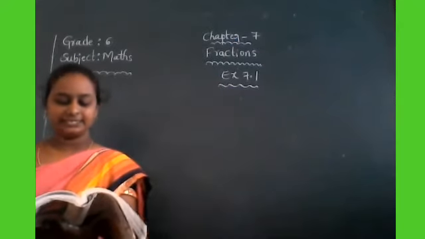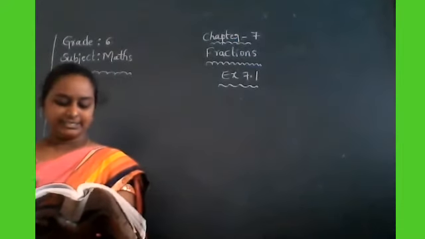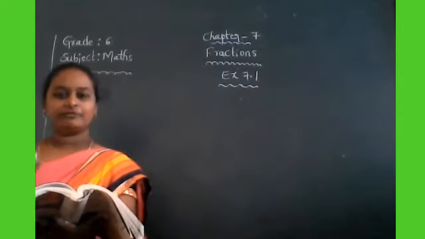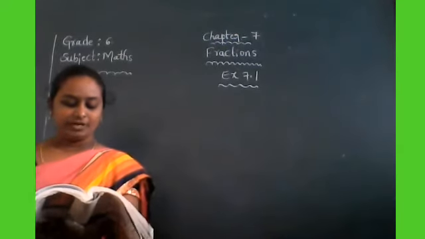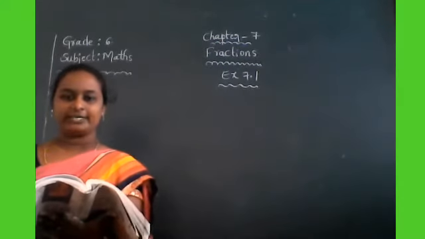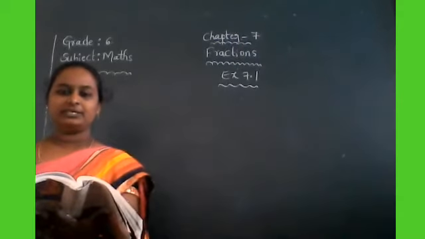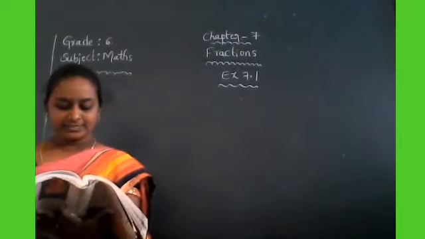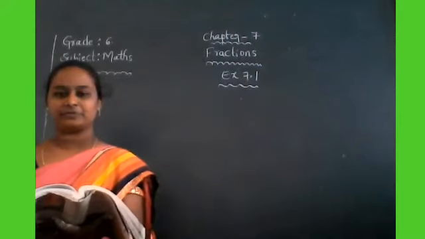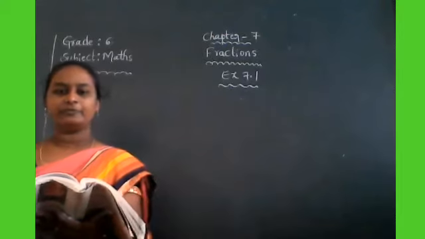So, how many CDs has she bought from the market? 3 CDs. And how many gifts has she received? 5 gifts she has received. What fraction of her total CDs? So, here you have to find the fraction of the number of CDs bought from the market, and what fraction did she receive as gifts. Number of gifts received. So that fraction you have to find.